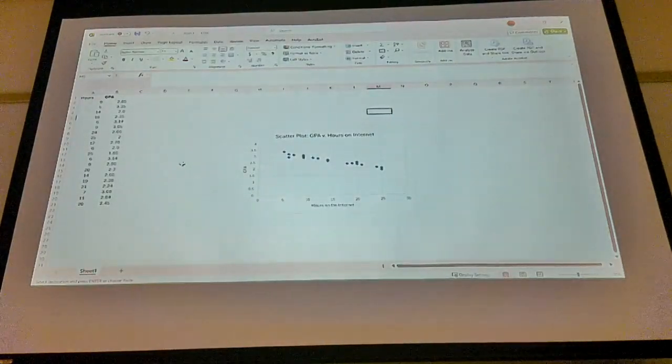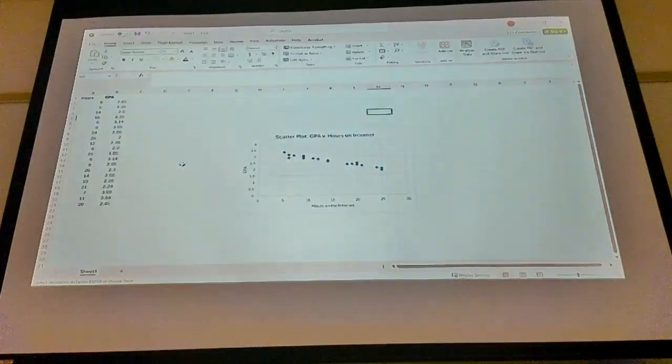So we need to know the difference between a nonlinear. Negative linear, positive linear means that there's a linear relationship, it's just how are they related. Negative means the further along the horizontal you get, the further down the vertical you get. So in this case, a negative relation means the more hours you spend on the internet, the lower your GPA.